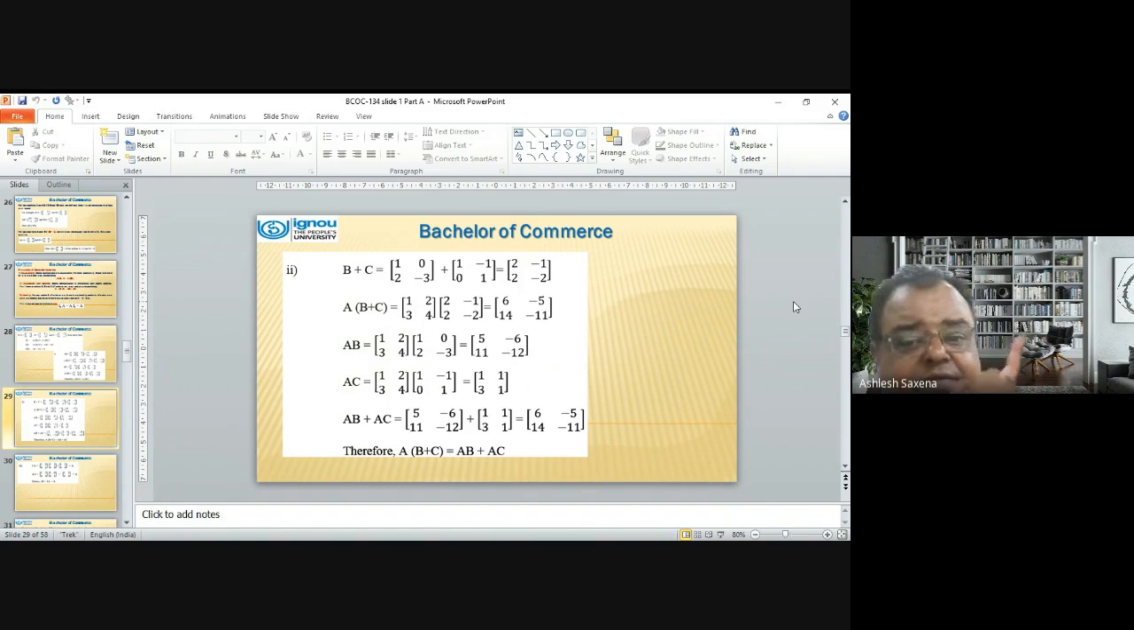Now, we will be multiplying AB. We are going to get 5 minus 6, 11 minus 8. AC. When we are multiplying AC, we are going to get 1, 1, 3, 1. Now we will be adding AB plus AC. We are going to get 6 minus 5, 11, 14 minus 11, which is similar to your this answer. This answer and this answer is same. That means we can say that A into B plus C is equal to AB plus AC.